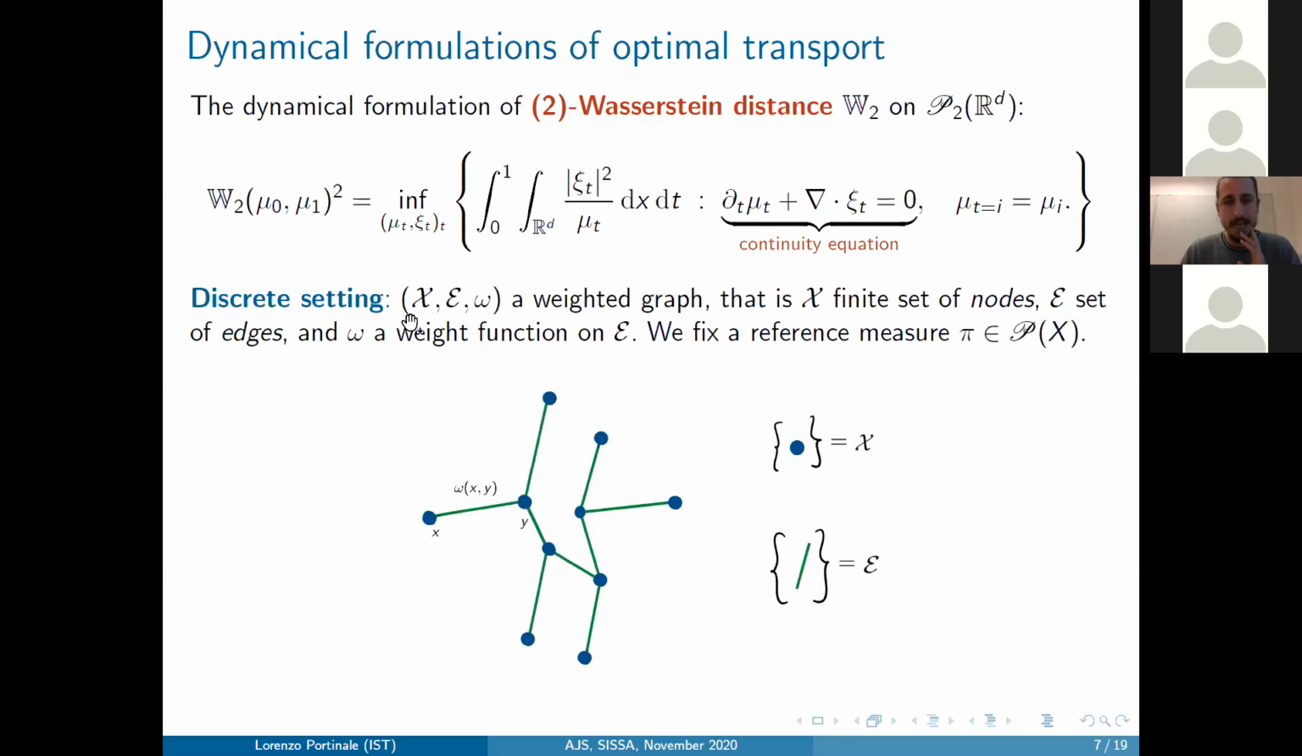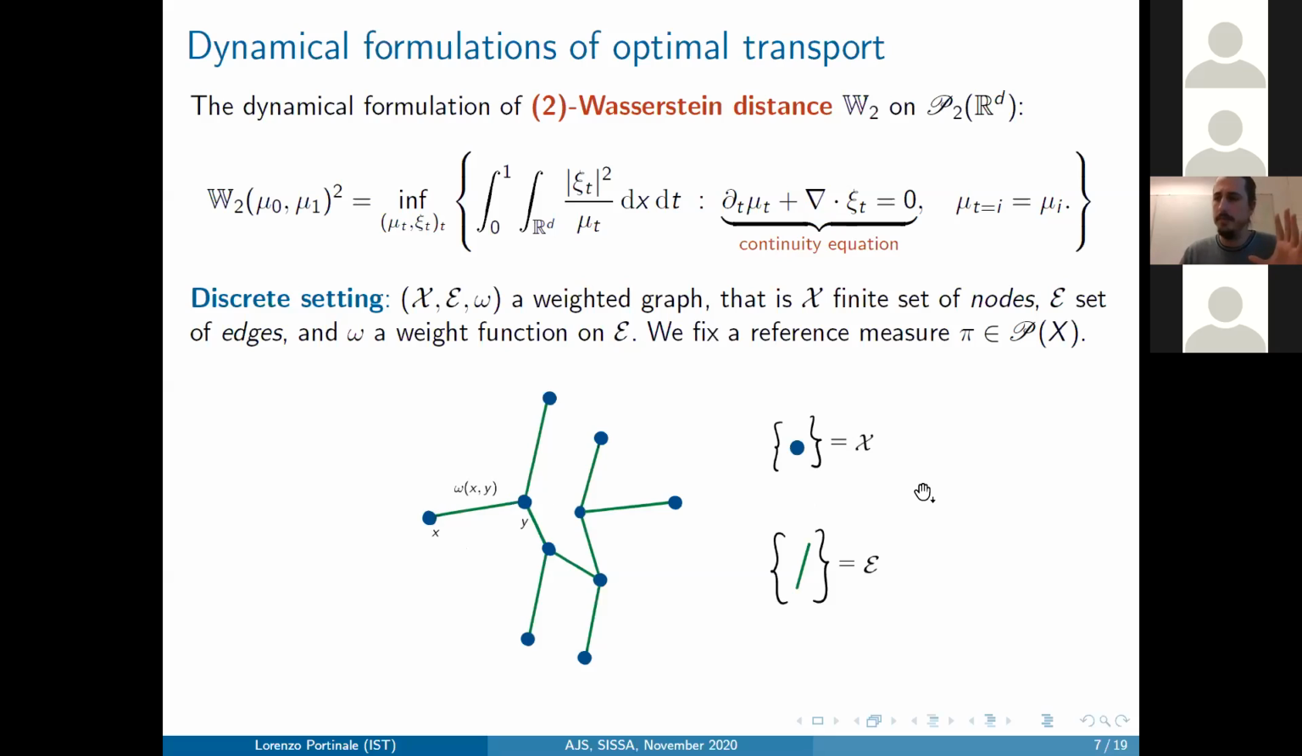So (X, E, omega) is a weighted graph. X is a finite set of nodes, let's say these blue dots here, whereas E is a set of edges, so this green line that connects the nodes. Omega is some sort of weight function on the set of edges, which means that it simply assigns a weight, some number, to the corresponding edge between x and y. So this is the setting.